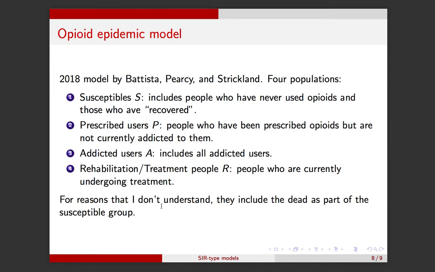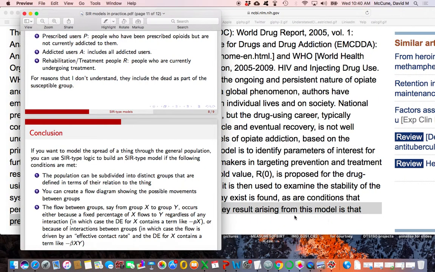They assume that anybody who dies flows back into the susceptible group. In their paper, they say they do this to keep the population fixed. Okay, I don't understand why you would do that. Why not just have a sort of a sink box of R where the dead flow? Or just have a dead group. I don't know. It seems weird to throw the dead back into the susceptible group.